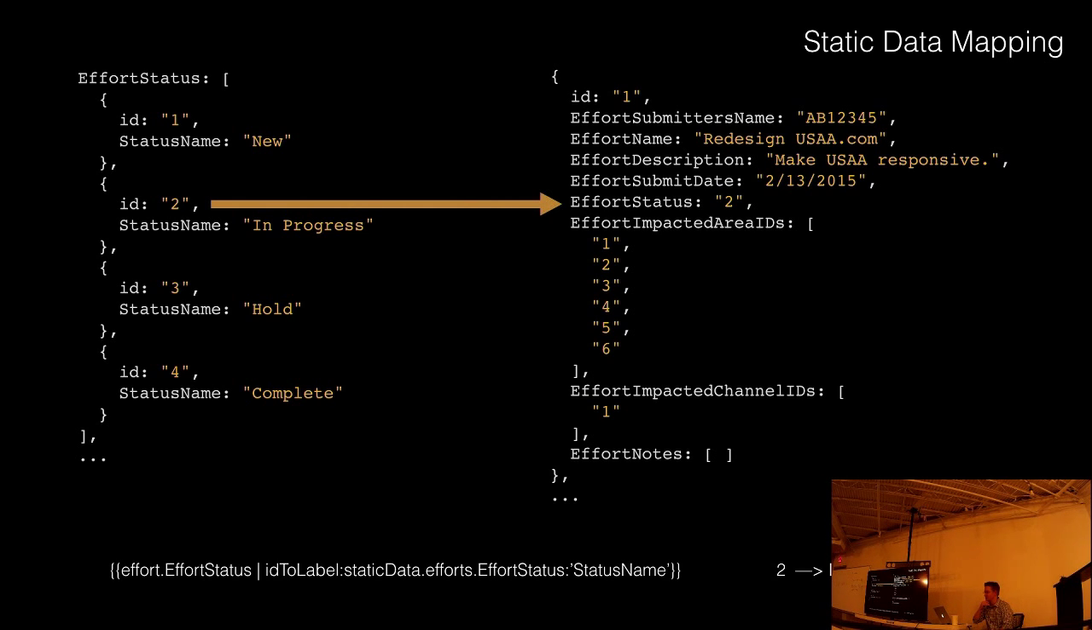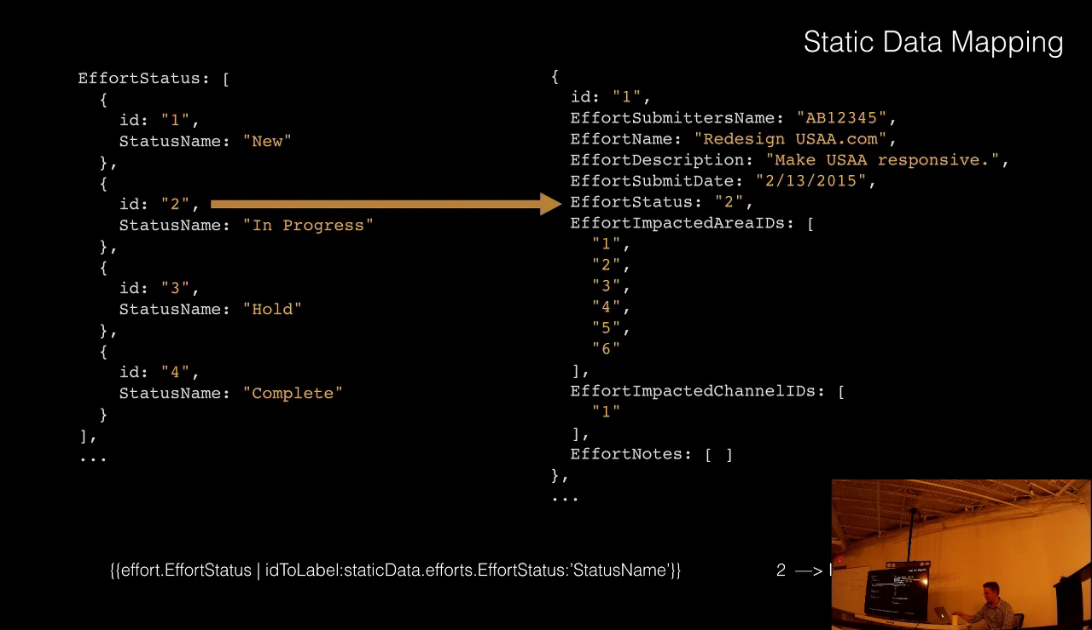So for instance, on the left right here is that static data I was talking about. I've got these IDs and then what those actually map to. On the right is what comes back from the server. And so like that status right there, I look at 2 and then 2 is in progress. There are hundreds of efforts coming back from the database. So instead of saying in progress, in progress, in progress, I'm just saying effort status 2, 3, 4, 5. So that's a way of managing it.